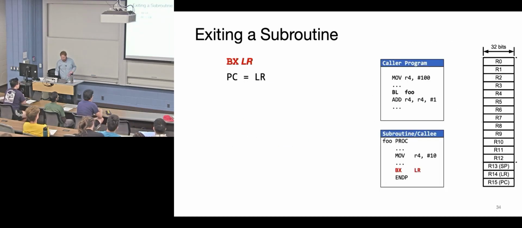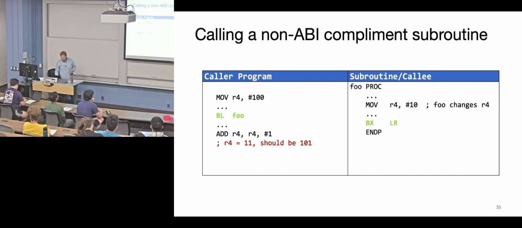Same with branch. Let's see, this is an example of a non-ABI compliant function. Here, if you go through this, here's foo. Foo is going to modify R4, but yet this add would be incorrect. If you're going to add 1 to R4, this caller function had assumed that R4 would have been preserved with 100, but instead this thing modified it to be 10. So this is just an example of this programmer never expecting that error to occur, because this violates the protocol.